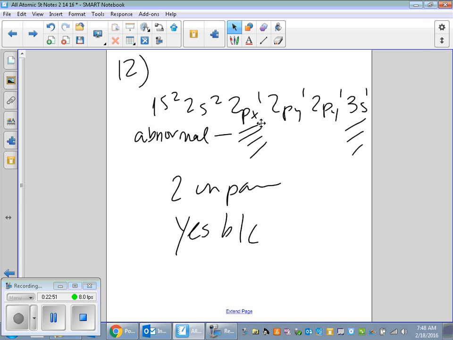So sorry. Ground state electron for arsenic. That looks right. Yep.